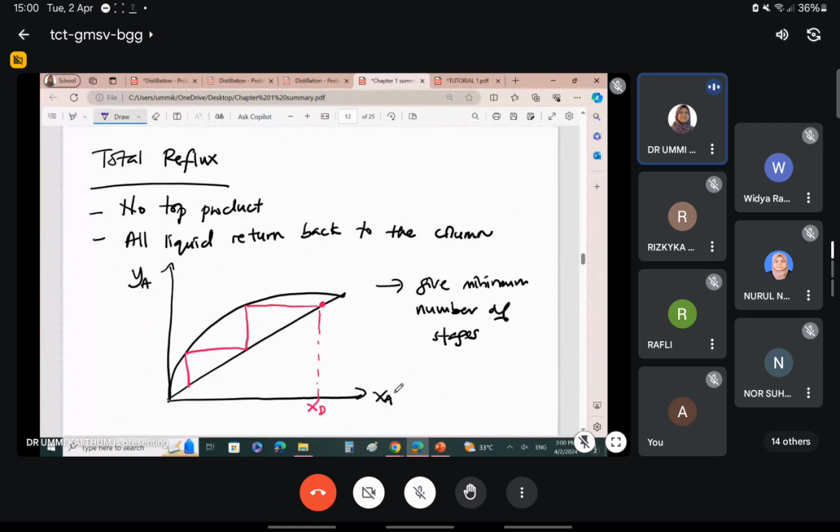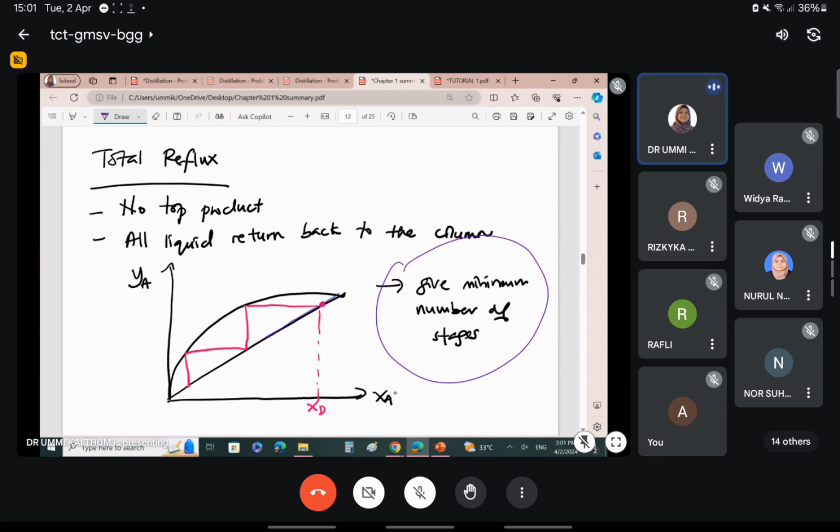Okay, total reflux. What is the meaning of total reflux? So total reflux means no top product. So all the liquid product overhead is returned back to the column. Okay. So what happens if total reflux berlaku? So dia akan give minimum number of stages. Okay. The enriching operating line and the stripping operating line coincide with the 45-degree line.